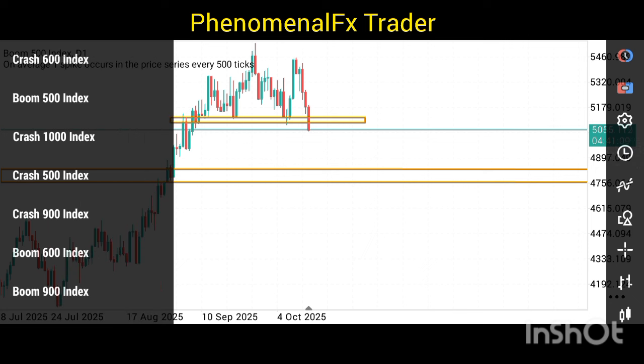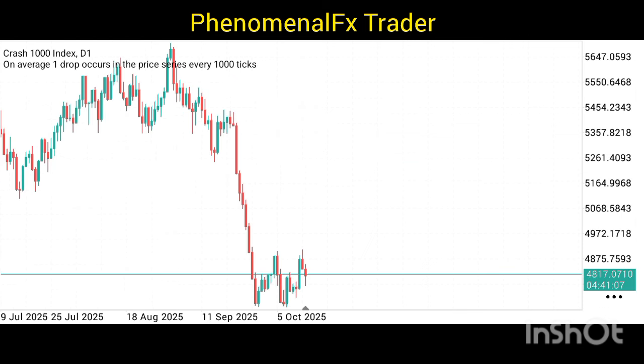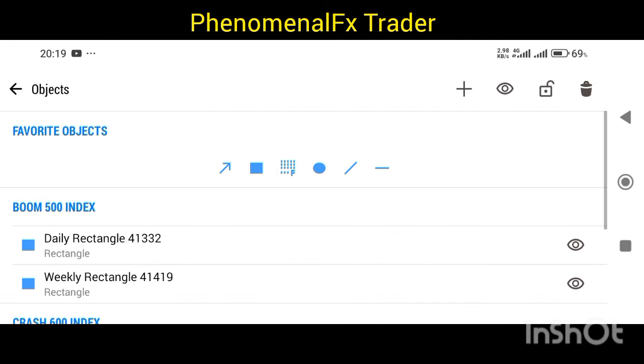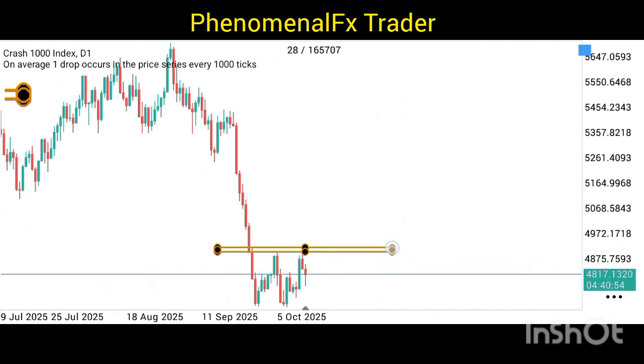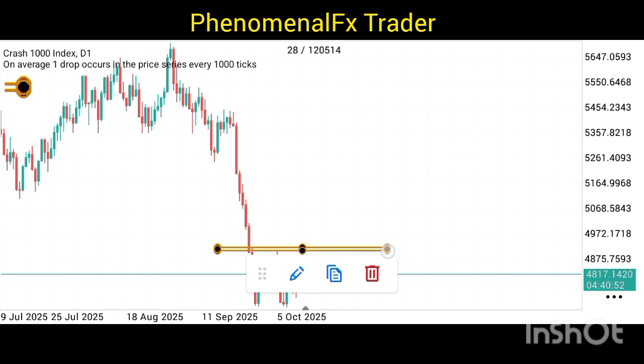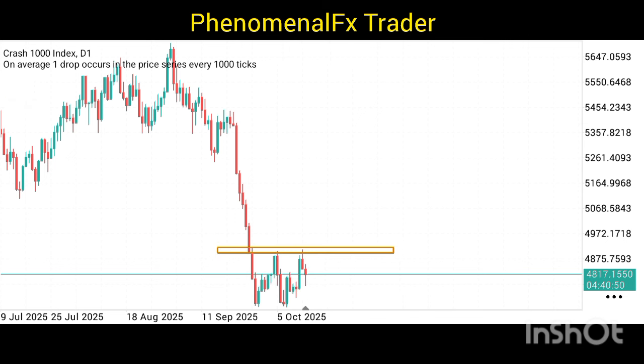Then we have to go to a different pair. The next pair will be crash 1000 index. All right, so crash 1000 index here. I took a trade on this pair. I think it was today. Yeah. All right. Currently, we have a consolidation right here, or would I say a double bottom? Okay, I think we can call it consolidation at the bottom.